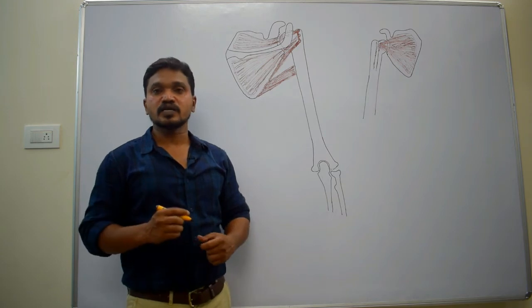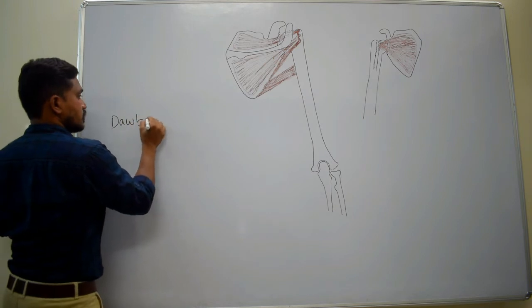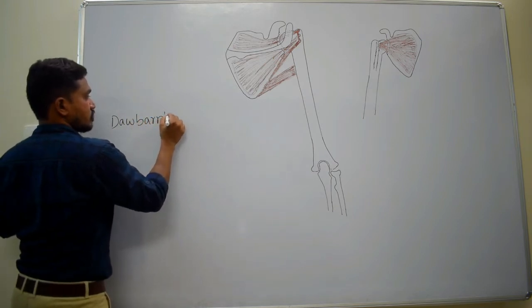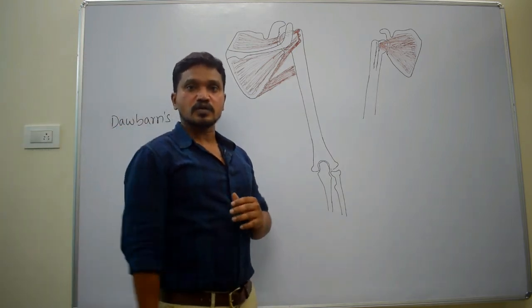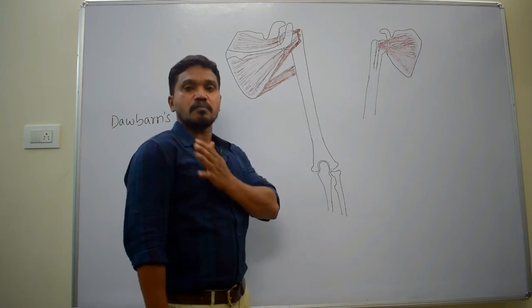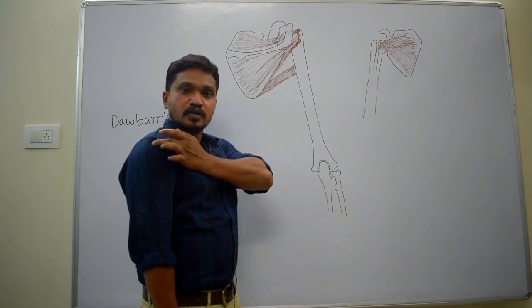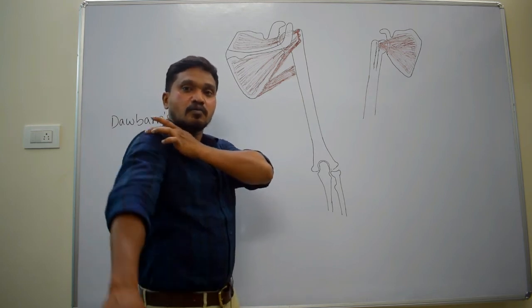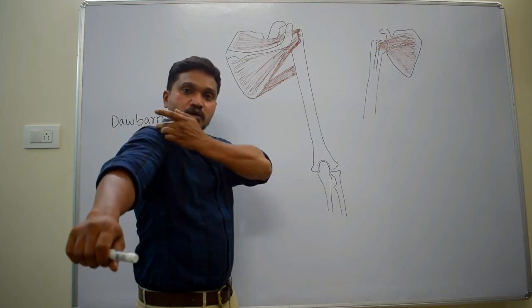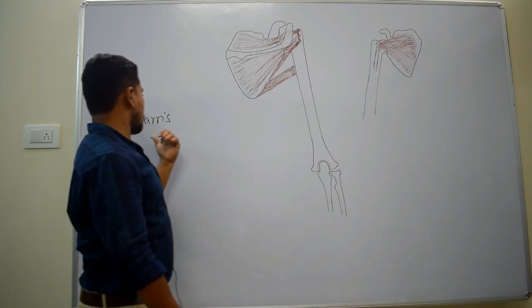That sign is what we call Dawbarn's sign. D-A-W-B-A-R-N apostrophe S. Dawbarn's sign. Right? Very simple. We have to ask the patient to keep the arm by the side of the body. Then we compress over the upper part of the deltoid muscle. If he feels pain, there is inflammation of the subacromial bursa. Then at the same point you compress, but that time you ask the patient to abduct. When the patient abducts, the bursa will be pushed medially. If you compress over it, the patient will not feel pain. Right? That sign is what we call Dawbarn's sign.